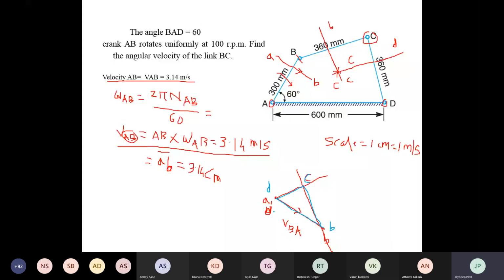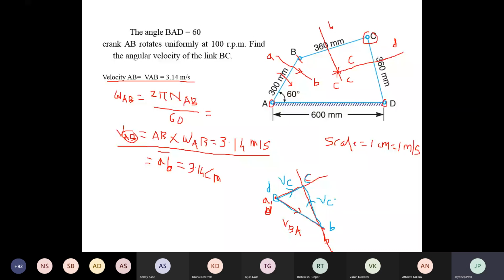Okay, now show the arrow away from the fixed point. You will get the velocity of C with respect to D. Then through this B you have to draw this arrow. You will get the velocity of C with respect to B.